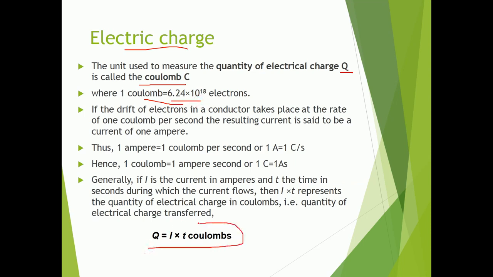The formula is Q = I × T, where I is current, which is measured in ampere, and T is nothing but time period, which is measured in seconds. So that means 1 coulomb is equal to 1 ampere second. Also, if I talk about current, I will become equal to Q by T, that is ampere per second. So this is electric charge.